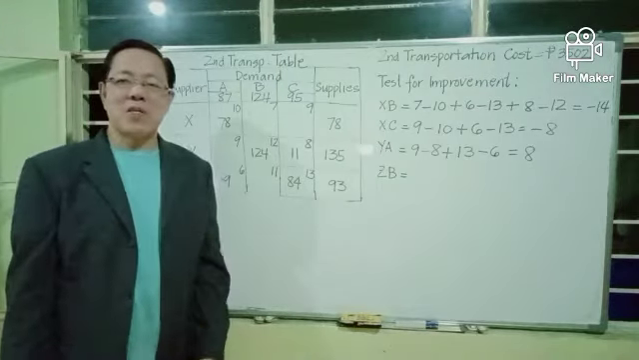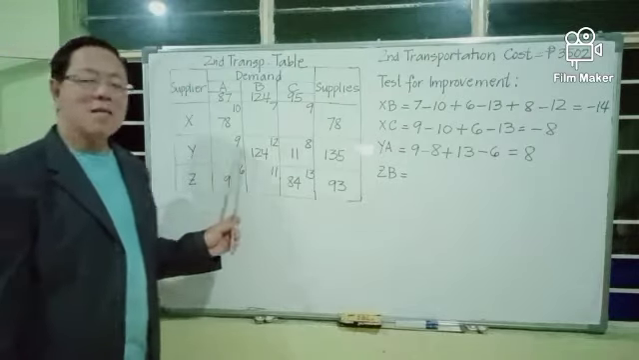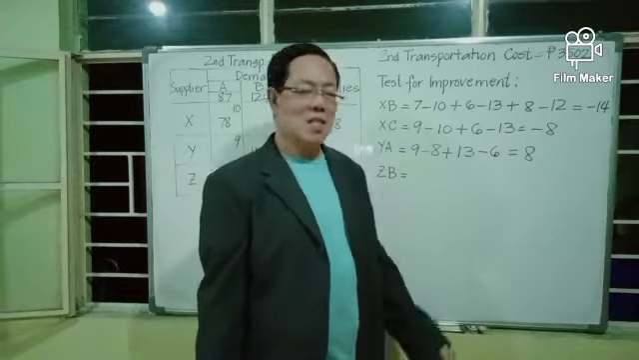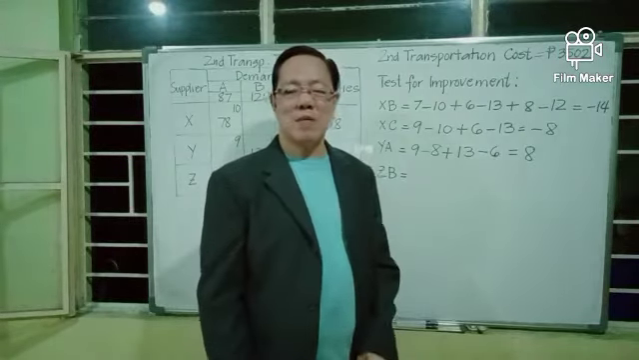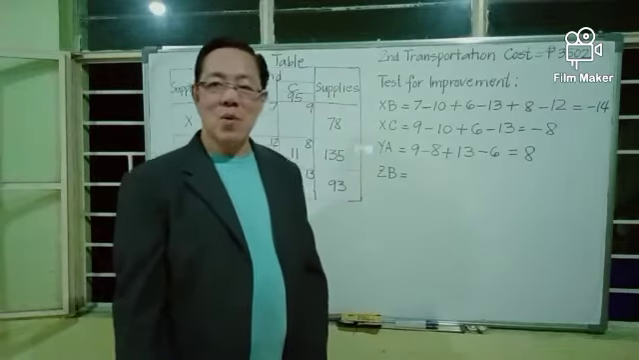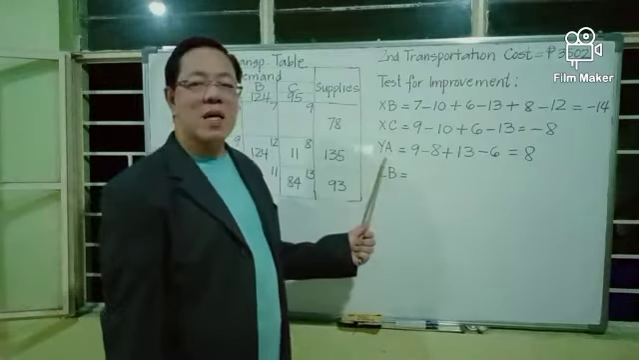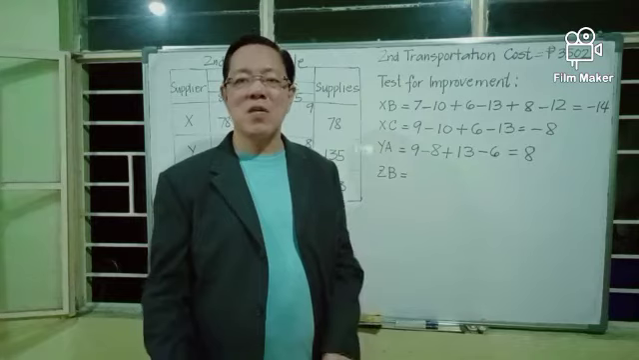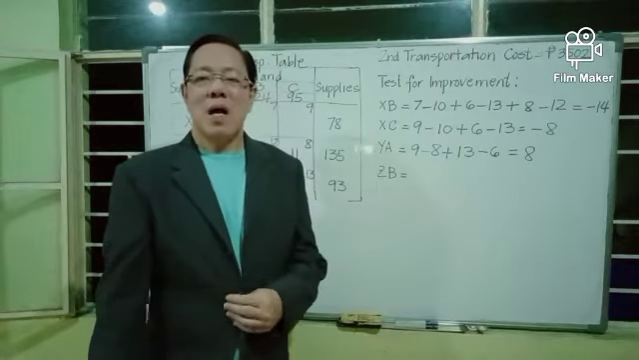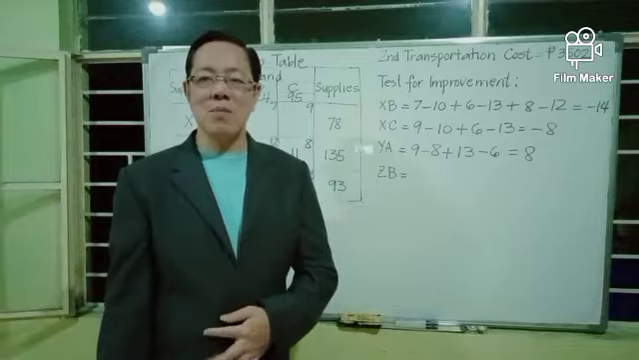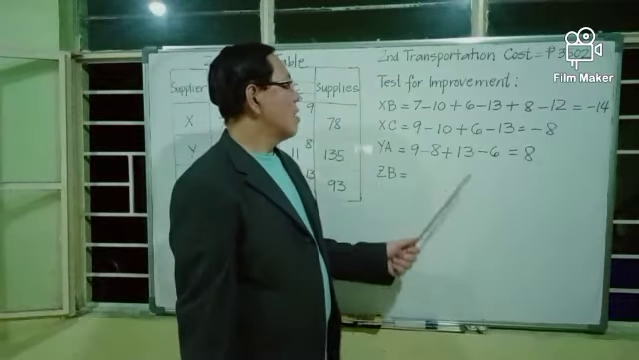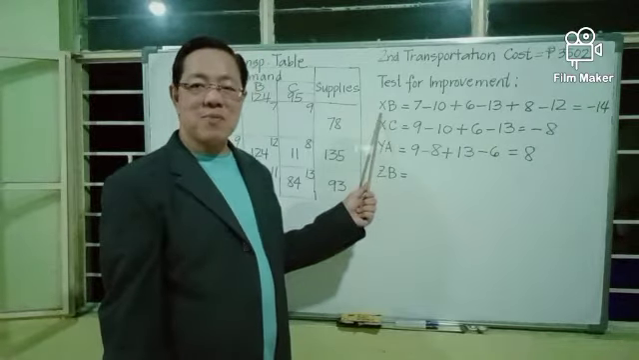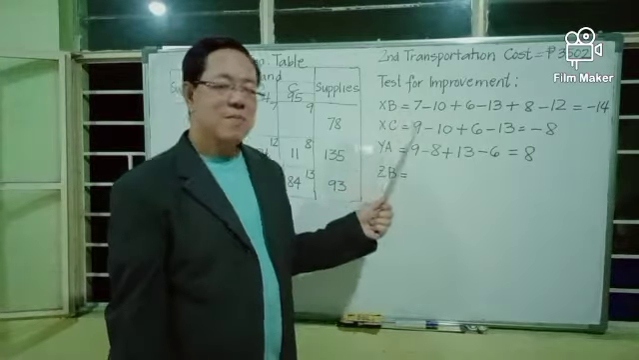That means if you transfer some units to this vacant cell YA, the transportation cost of 3,502 will increase by 8 pesos per unit. Thus, we will not transfer units to this vacant cell YA because the transportation cost will increase by 8 pesos per unit, and that's not our objective. Our objective is to find the minimum transportation cost. So far, it's still best to transfer some units to the vacant cell XB.